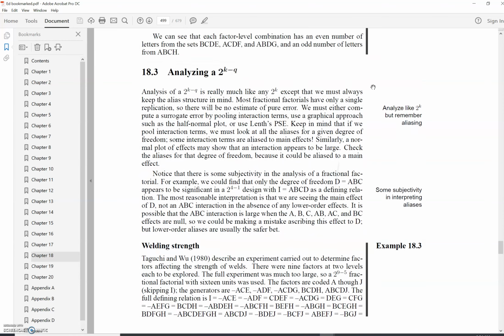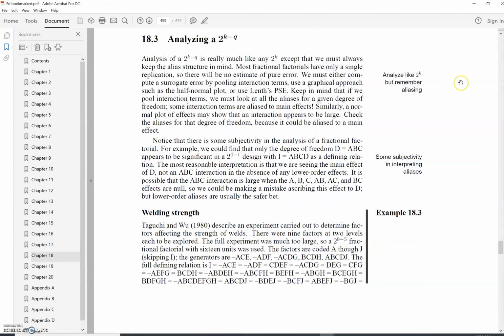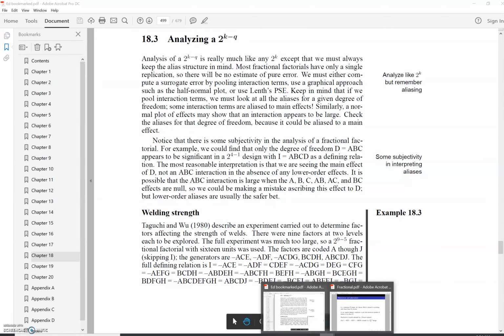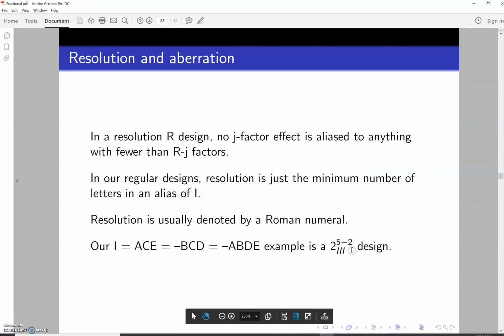Okay, so now we're going to get into the analyzing. Let me switch back to the notes.